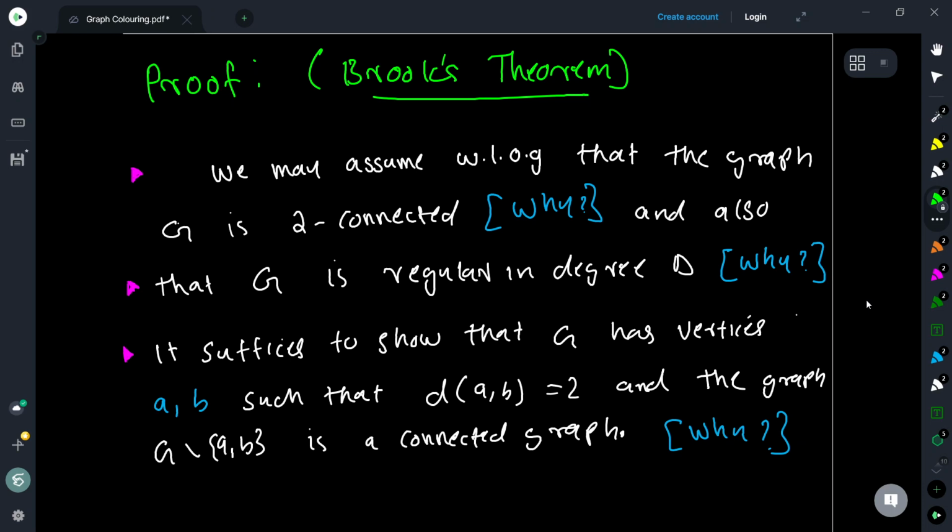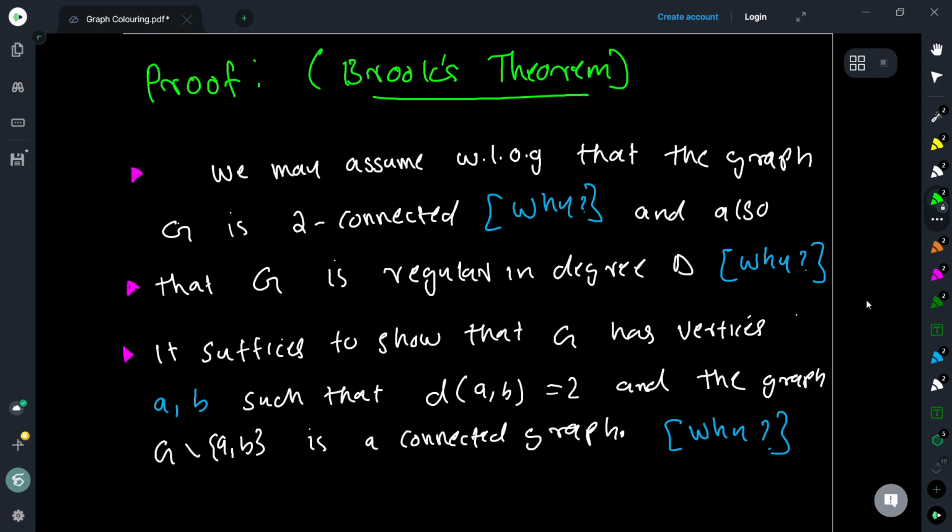So what I would like you to do is to think about these 4 questions today itself, because tomorrow when I start the second proof, if you have not figured this out, let me know, and then I will try to explain why. Okay, so we can assume without loss of generality that the graph is 2-connected.